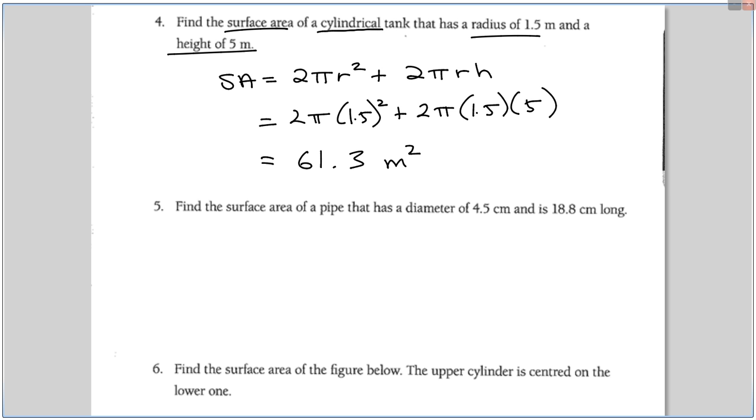Alright, so here's the next one, surface area of a pipe. See how they give you diameter? This is very common, so always just divide by 2. If they give you diameter, always just divide by 2. So you get 2.25. Why would you divide it by 2 if you can just times it by 4.5? Because you need a radius for the formula, not a diameter. And this 18.8 centimeters long is the height of the cylinder.